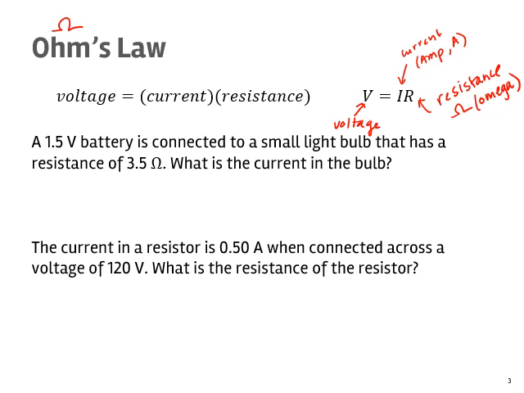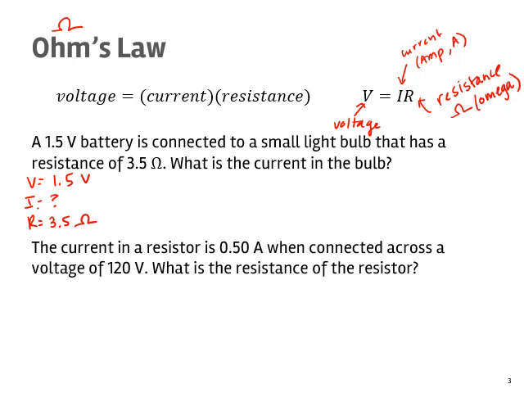Our first problem here: a 1.5 volt battery is connected to a small light bulb that has a resistance of 3.5 ohms. What is the current in the bulb? So we're going to be using Ohm's law to solve this. So V, I, R. We have voltage. It gives us a voltage of 1.5 volts. It's asking for the current. Remember that I stands for current. And lastly, it gives us a resistance of 3.5 ohms.